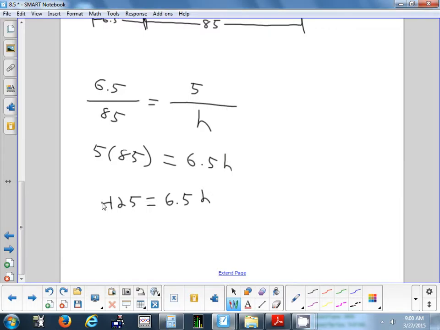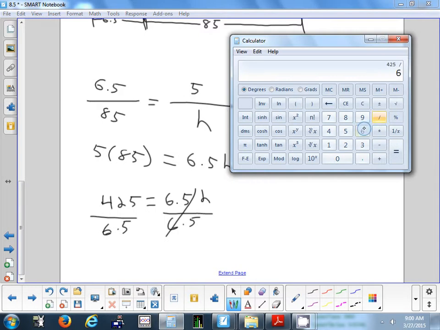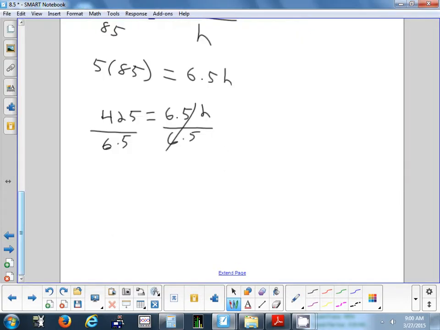And what's my last step? Divide. Yep, divide by 6.5. Once we do that out, we're going to know the height. The height of the wall is about 65.4 feet. Yep, the book rounds it to 65. But 65.4 feet.